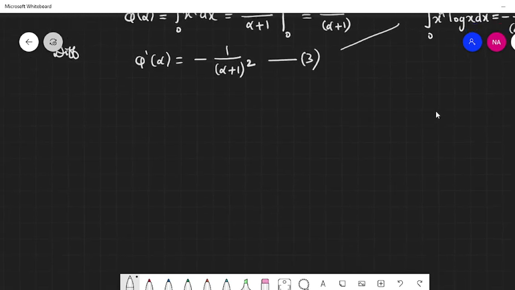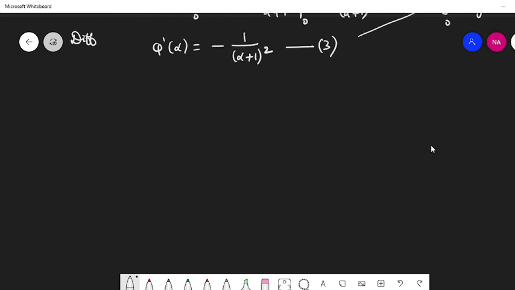So here we are applying Leibniz rule and usual integration, that's all. We are doing nothing except these two.